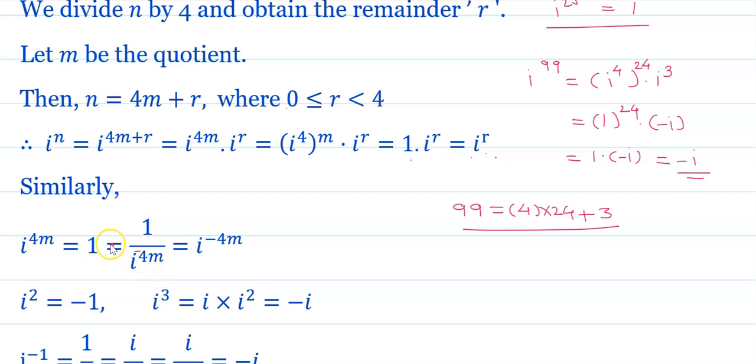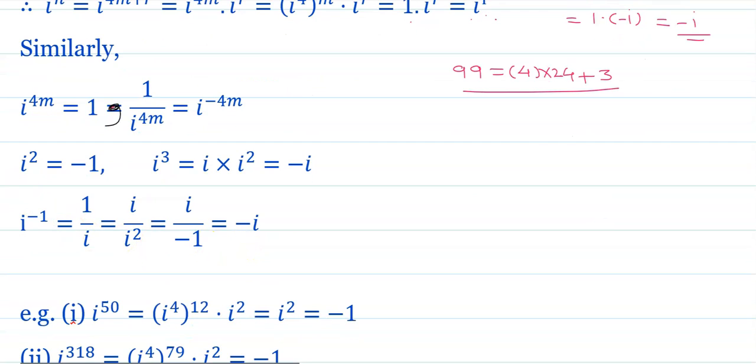Okay. हे दोन्ही डिफरंट आहे. ते कॉमन पाहिजे. Okay. i raised to 4m is 1. 1 upon i raised to 4m is equal to i raised to minus 4m. And hence i square is minus 1. i cube is i into i square. i square is minus 1. Minus 1 into i, it's a minus i. i raised to minus 1 can be written as 1 upon i.